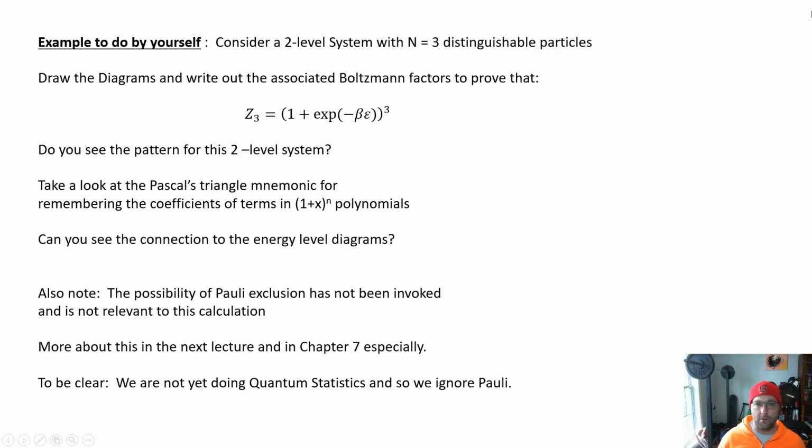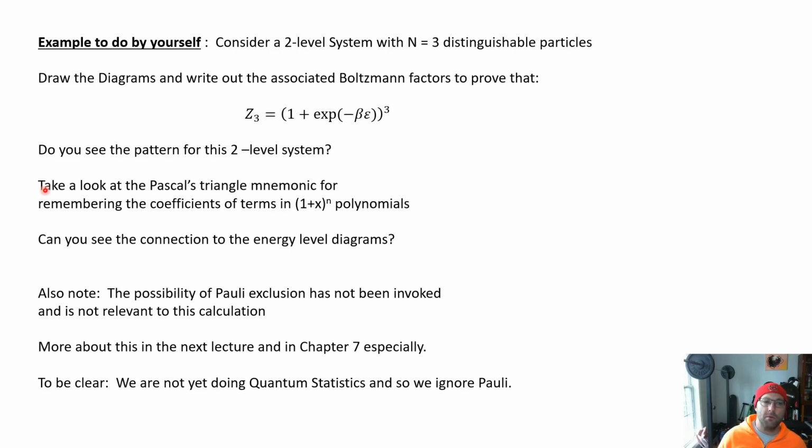Here's an example that you should do by yourself on your own paper to see if you've been following along with what I'm talking about in these slides. I would like you to consider a two-level system with n equals 3 distinguishable, non-interacting particles. It's almost always going to be non-interacting in this class. So I want you to draw all the diagrams and write out the associated Boltzmann factor for each diagram to prove by brute force that Z sub 3 is equal to (1 plus e to the minus beta epsilon) to the third power. And pay attention to whether you can see the pattern that's arising.